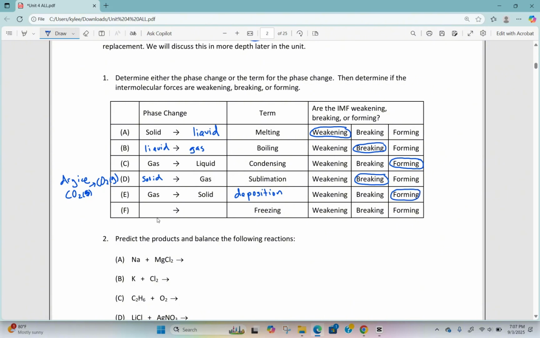In our last example, we have freezing. So that is going to be a liquid going to a solid, and this is going to be forming again. Those IMFs are going to be reforming, getting stronger. That would actually be a better description. I don't have it on here, but it'd actually be better because liquids do have IMFs. They're actually just going to get stronger when we have a solid phase.